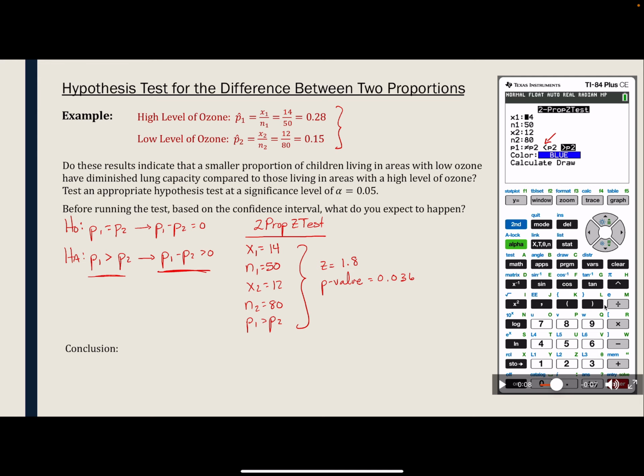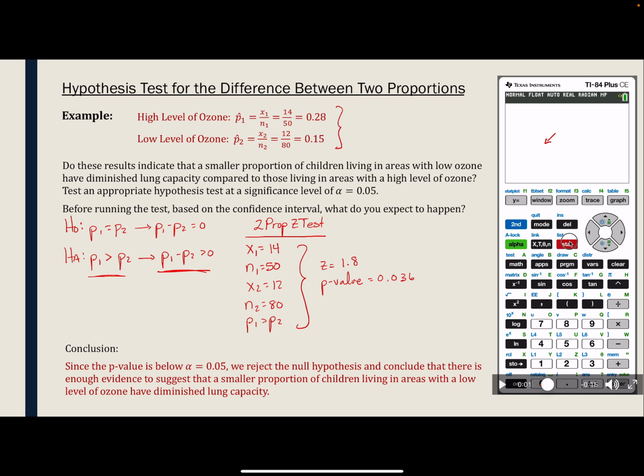All right, so then writing our formal conclusion here, again, this starts over. We would say that since the p-value is below the significance level of 0.05, we're going to reject the null hypothesis. So same conclusion as we had before, right? It's below the alpha level, so we reject the null hypothesis and conclude that there is enough evidence to suggest that a smaller proportion of children living in areas with a low level of ozone have diminished lung capacity.